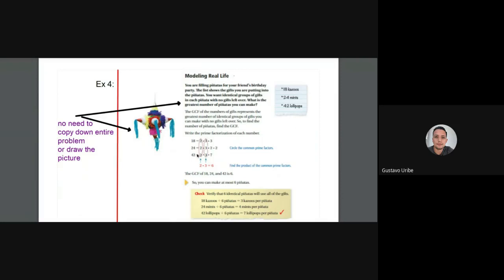So we list out the prime factorizations of them. We see that they'll have a 2 in common, they'll have a 3 in common, and that's it, because this has a 3, but none of the others do. This has 2 2s, but none of the others do, and 7 isn't anywhere else either. So I'll have 2 times 3 to give me 6. So at the most, they can make 6 piñatas.